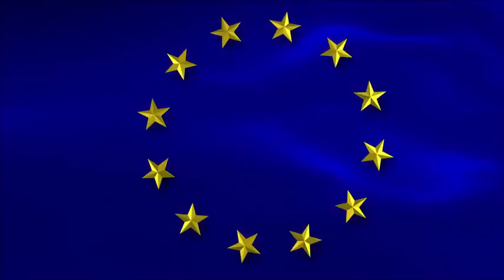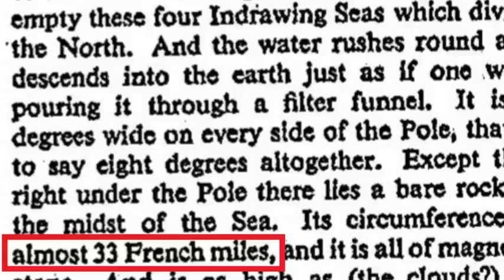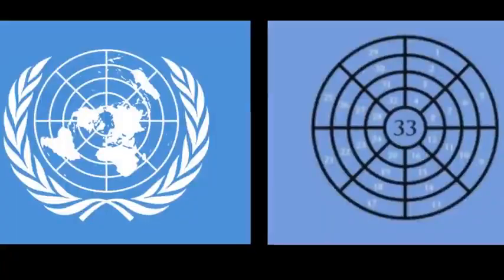Mercator's letter stated that Mount Meru, or Rupes Nigra, was 33 miles in circumference. 33 again. The United Nations flag, split into 33 sections, with the final, largest section falling in the center.